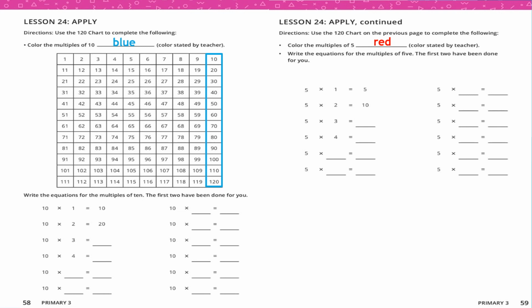Now, let's write the equations of multiples of 10. We have 10 times 1, 10. 10 times 2, 20. 10 times 3, 30. 10 times 4, 40. The next will be what? 10 times 5, 50. 10 times 6, 60. 10 times 7, 70. 10 times 8, 80. 10 times 9, 90. 10 times 10, 100.